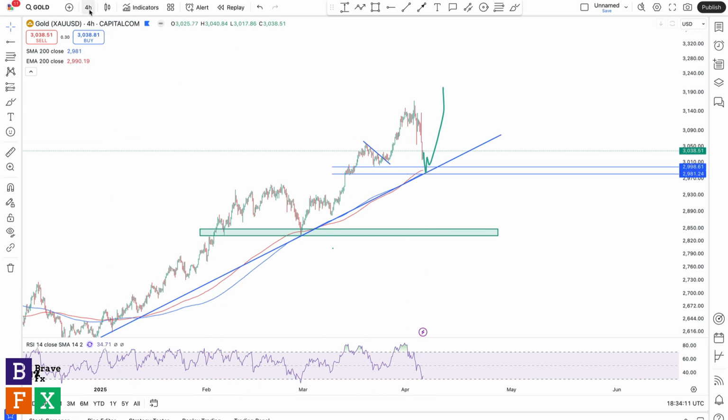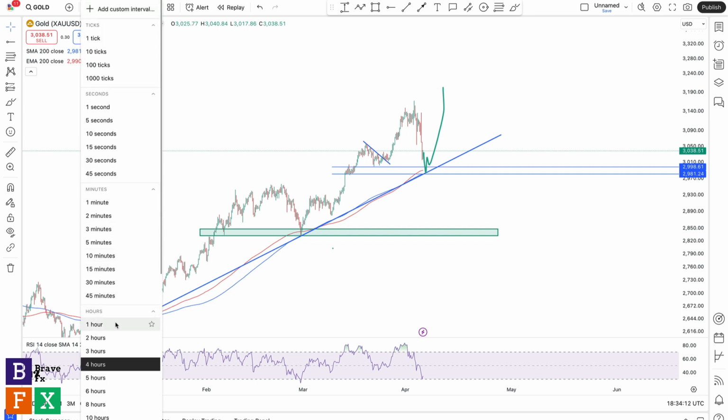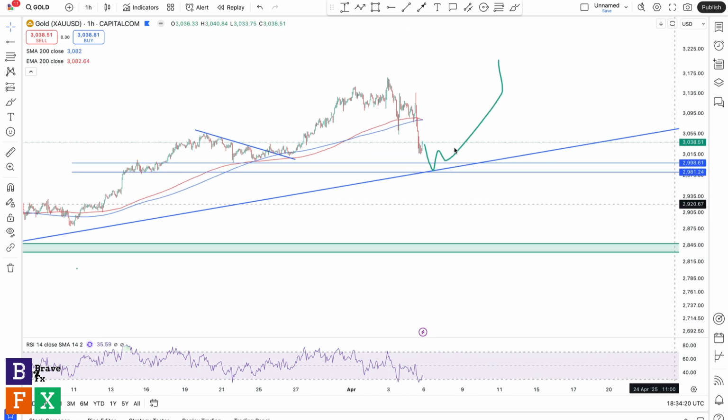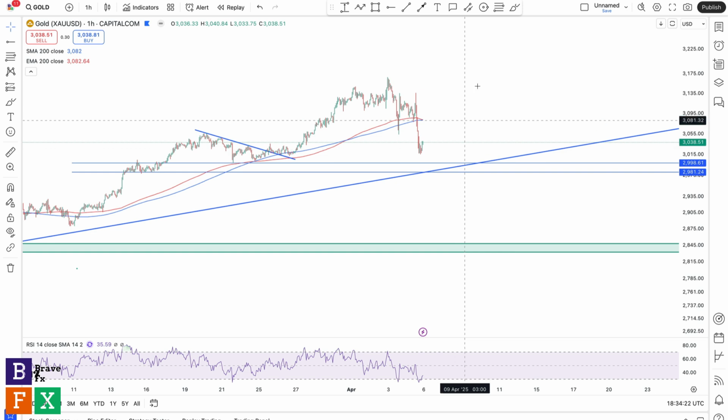I am likely not going to trade anything else this week because gold is where I'm setting my eyes, because it has the best trade opportunities right now as we're approaching this area of value. So that's the bullish case scenario, for example. I'm going to go over this again.